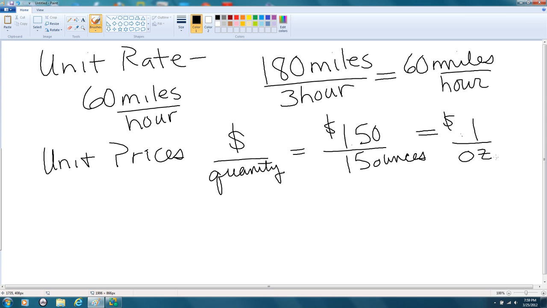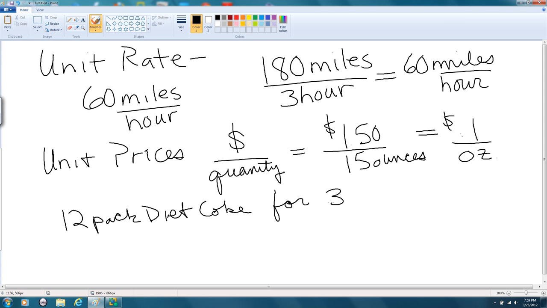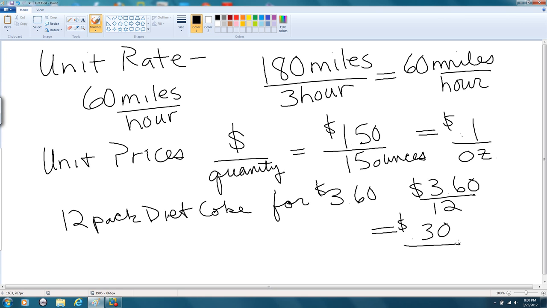Okay. Let's try another one. If I get a 12-pack of Diet Coke, to use a real life example for me, for $3.60, well, what I'm going to do is take the $3.60, divide it by 12, and I get 36 divided by 12, or 3.60 divided by 12. It's going to be $0.30, or basically 30 cents. Again, that's a decimal point there. $0.30 per, and this is 12 cans, by the way, $0.30 per can. Okay, I could put it per ounce and so forth and figure that out, but it makes more sense to have it per can here.